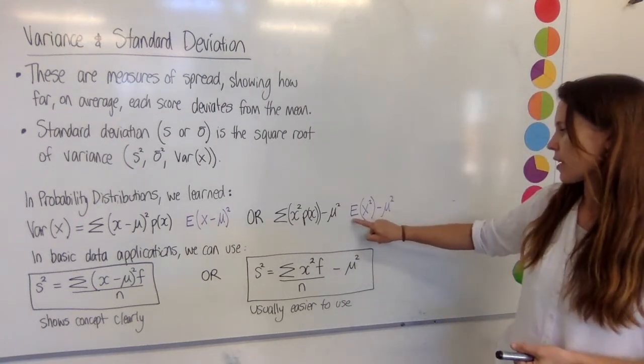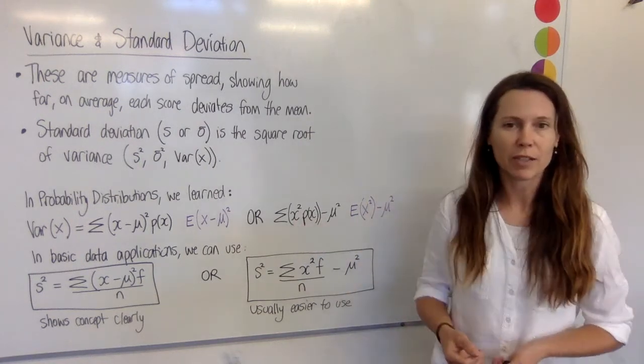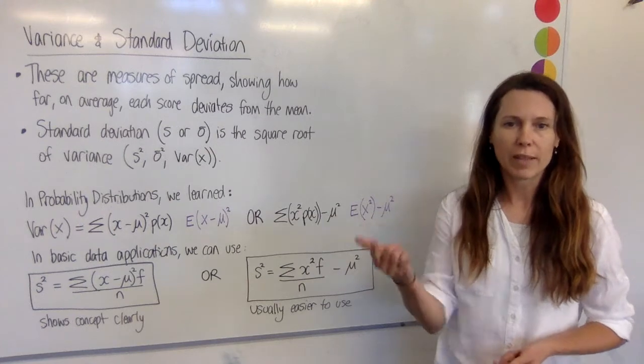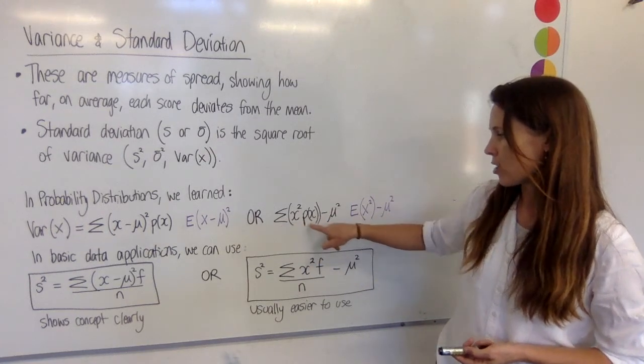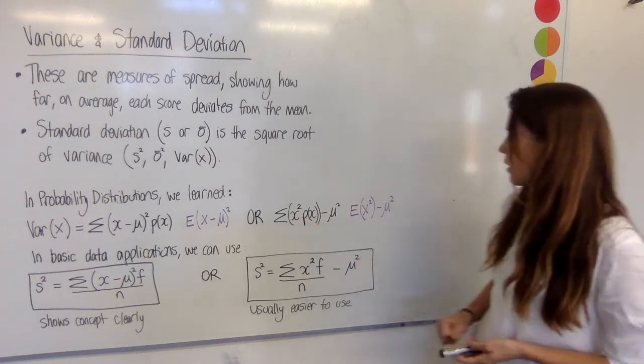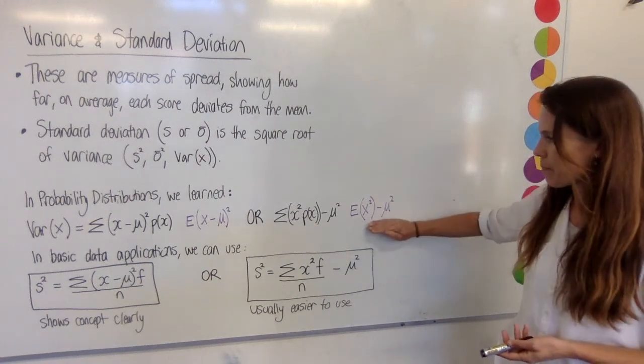This is saying find the expected value of x squared. Well, that makes sense because expected value says add them up, weight them with their probabilities, and that's what we're doing here, adding up and weighting each x squared with its probability. And then it says to subtract the mean squared, so that part's the same.